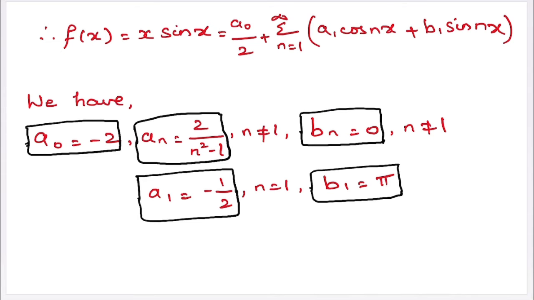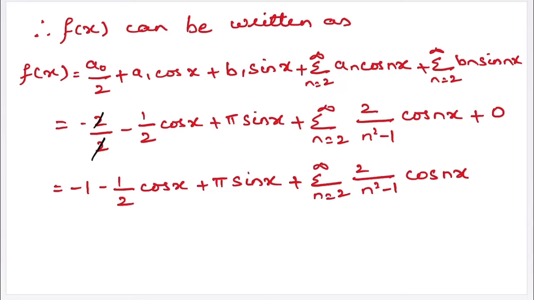Now we have 4 values a0, an, a1, bn and b1. So our f of x can be written as f of x is equal to a0 by 2 plus a1 cos x plus b1 sin x plus summation n from 2 to infinity an cos nx plus summation n from 2 to infinity bn sin nx.